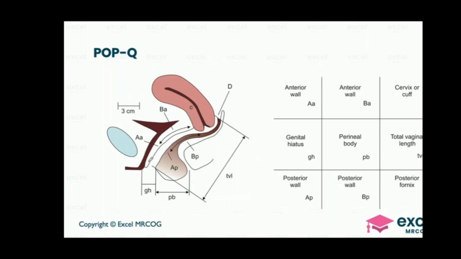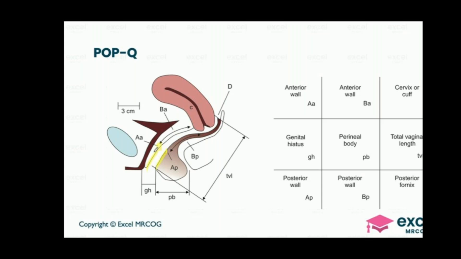Now, on the anterior vaginal wall, there is this point which is called AA. What is it? It is a fixed point. Why fixed? Because it is always measured along the length of the anterior wall, 3 centimeter proximal to the hymen. Similarly, AP is a fixed point, 3 centimeter proximal to the hymen on the posterior wall.